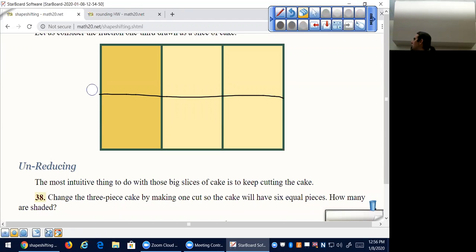Okay, now I have 6 pieces. How many of my pieces are shaded? 2. So we had 1/3, and now it seems to be that we have 2 of them shaded out of 6.